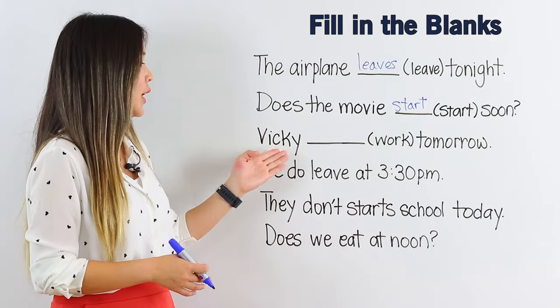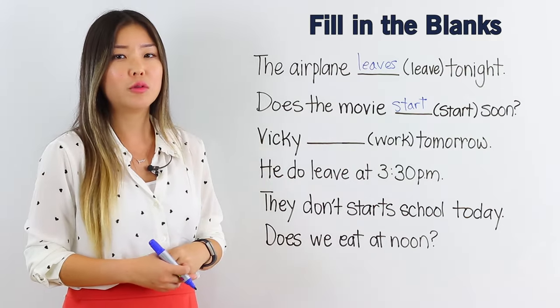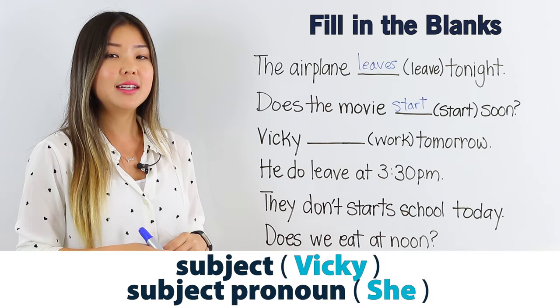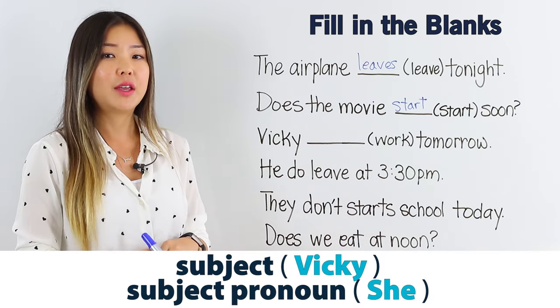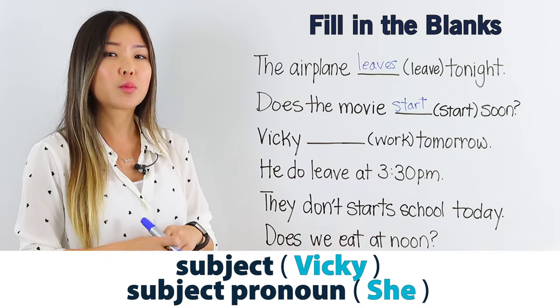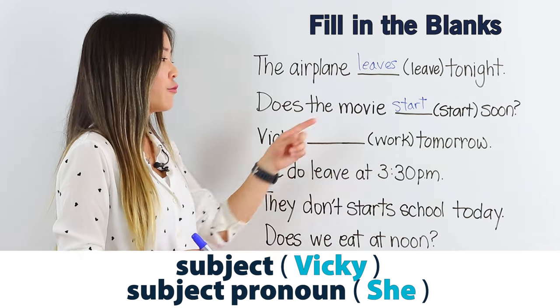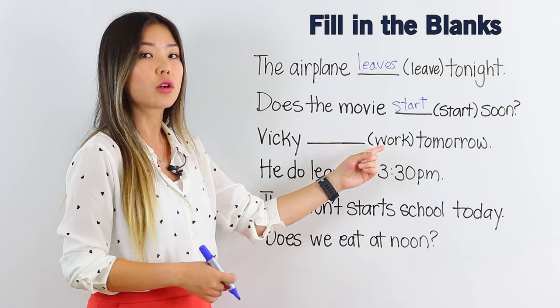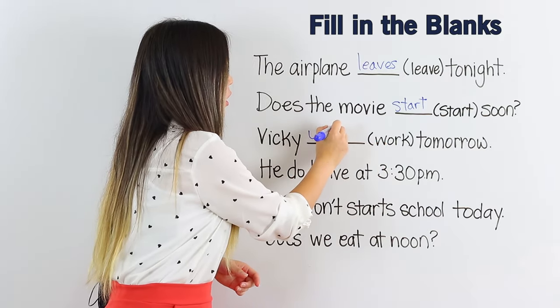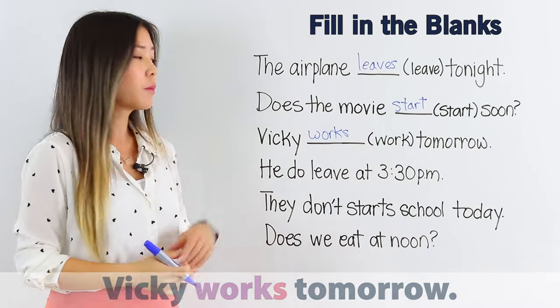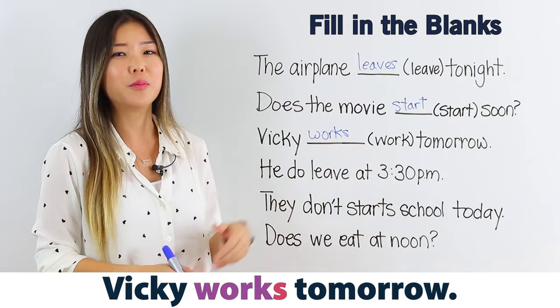Finally, it says, Vicky blank tomorrow. The subject of this sentence is Vicky. Vicky is a girl, so the subject pronoun is she. You'll remember now that in this case, we put works. W-O-R-K-S, works. Vicky works tomorrow.